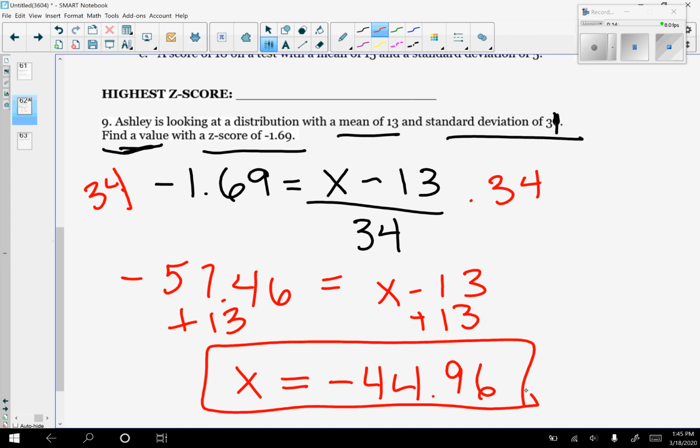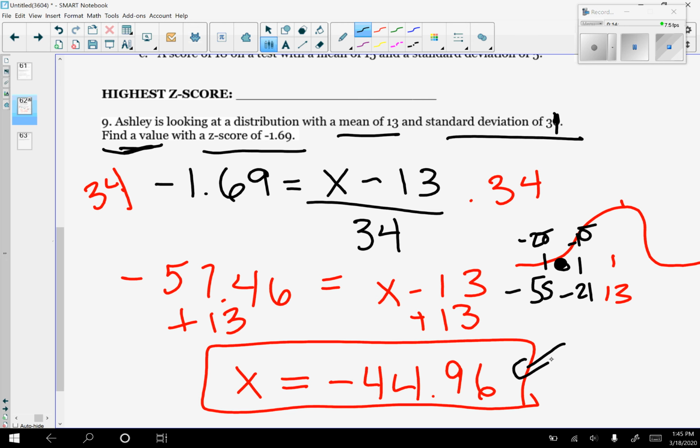If we think about this distribution, that makes sense, because if I have 13 here and then I'm subtracting 34, my negative 1 standard deviation will be at negative 21, and my negative 2 standard deviation will be at negative 55. So my value should be something in between those two, and it is. It's negative 44.96. It's obviously closer to the negative 2 value because it's negative 1.69. I hope this video helps you guys for z-score problems, and I hope you have a great day.